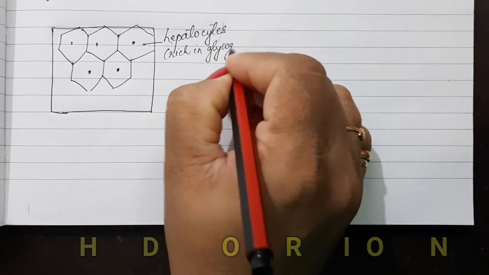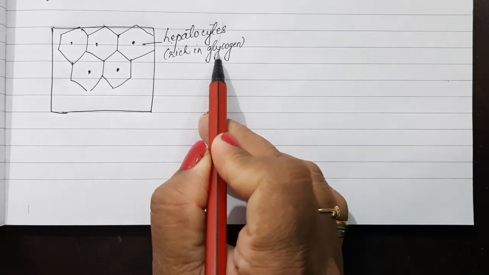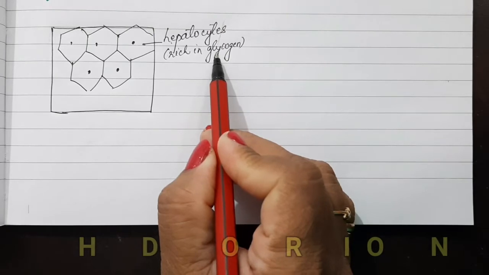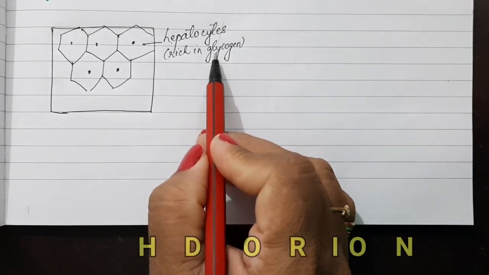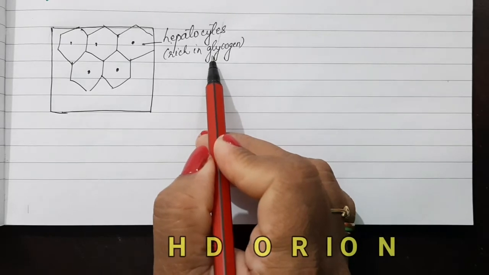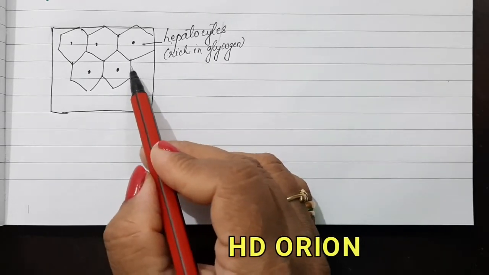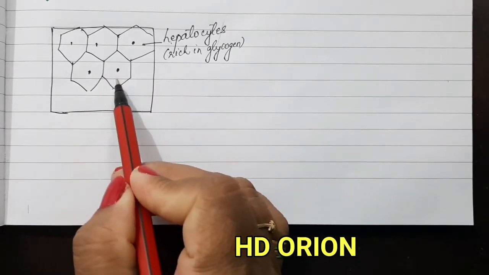It is said that glycogen is stored in the liver, because these cells, the hepatocytes, are rich in glycogen. Glycogen is stored in the liver as well as in the muscles of the body. So this is the reserve food material. Glycogen is the reserve food material which is stored in the liver. So this is how the hepatocytes are arranged in the liver.